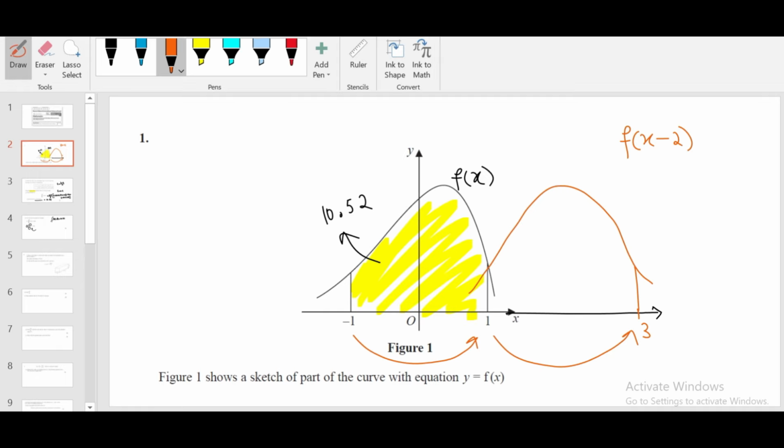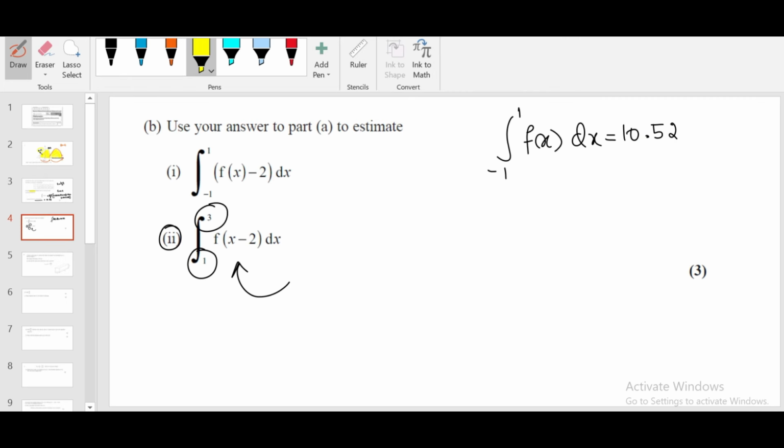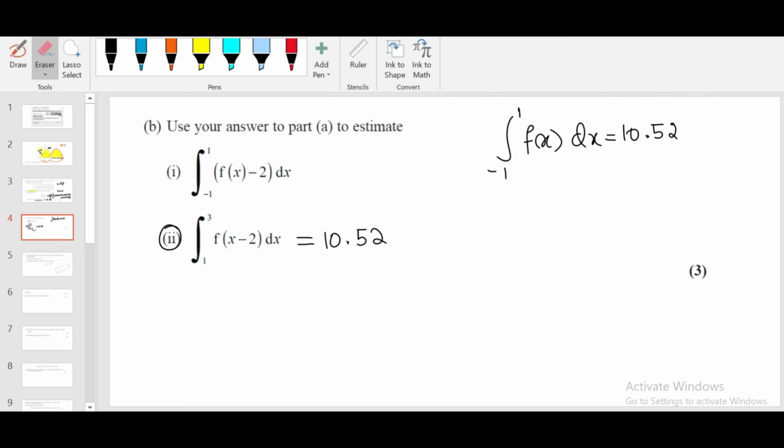So the area below the graph from minus 1 to 1 is the same as the area below the graph from 1 to 3. The area is the same. The area is 10.52. So for this question, it's just a one-mark question, part ii. You can straight away write it as 10.52. That's all. Because this function is a translation of the original function to the right side 2 units.